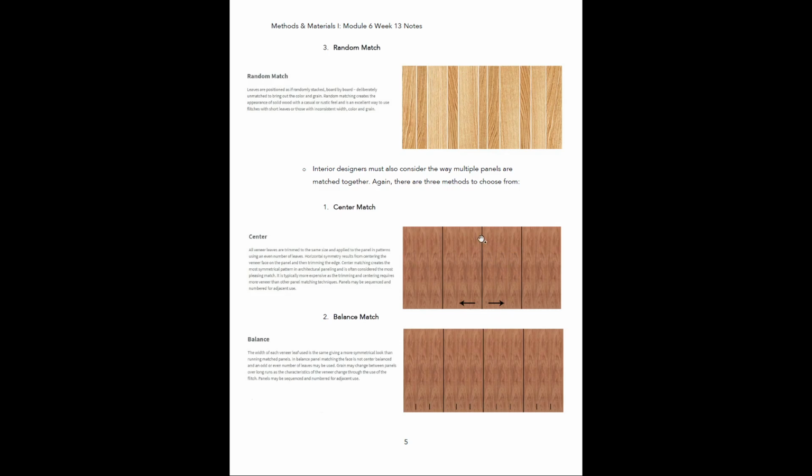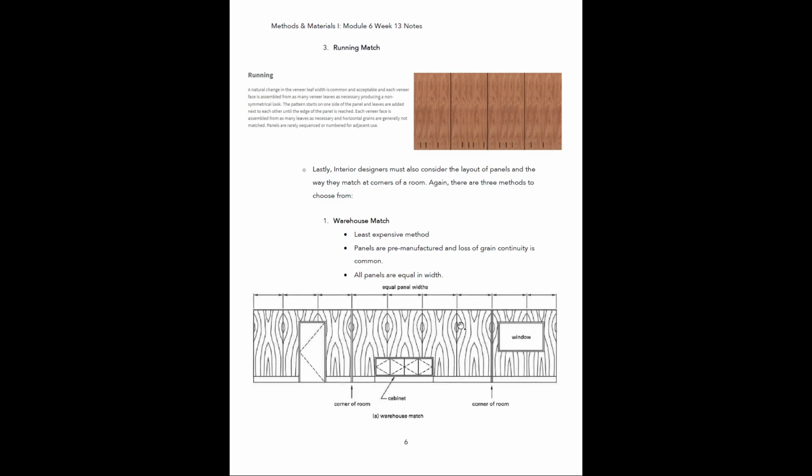This one, I believe, is going to be the most expensive option because it takes a lot more work to plan for this and get everything matched and looking exactly the same and consistent. Then we have a balance match, which is not quite as expensive. It still looks pretty consistent the whole way across, but you may have some breaks in grain consistency as you go from panel to panel, especially on longer runs.